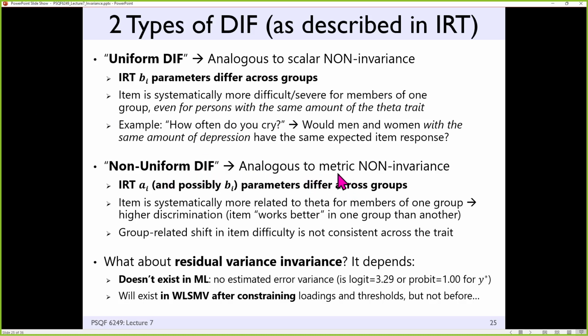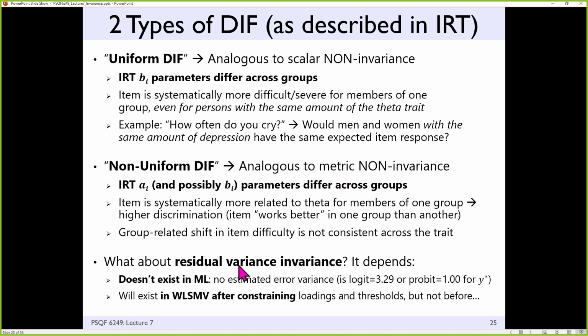Non-uniform DIF is analogous to metric non-invariance, where both the A parameter and potentially the B parameters would differ. So the slope is different in that case. So the item is more discriminating in one group than the other. The other step, so we have analogous to scalar, analogous to metric.